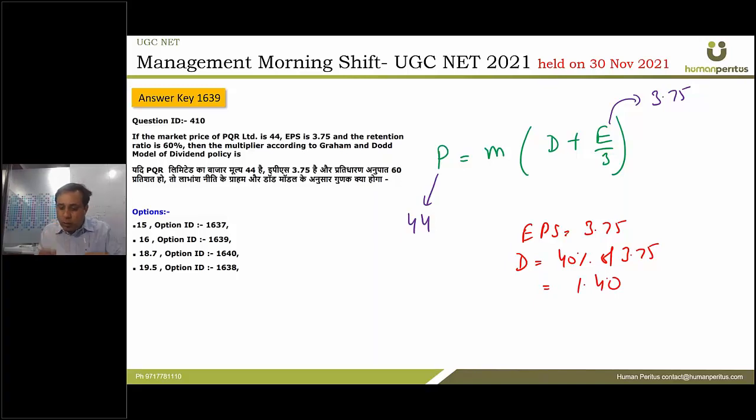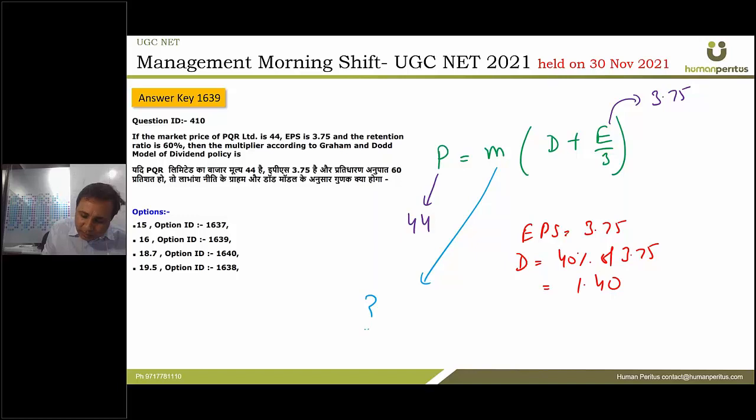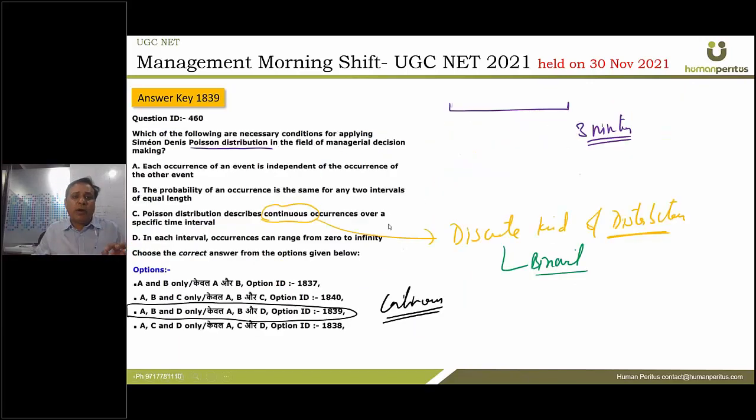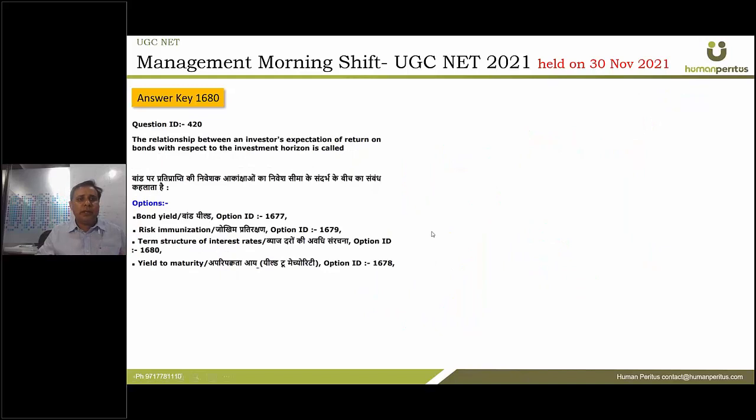Now I have got all my values, and I can calculate my M from here by putting these values, and M will come out to be around 16.6, and therefore my correct answer is B, which says the answer is 16. Cool. Again, both these questions are on the Walter model and this model, which is also given in every book. So both of them are not difficult questions. Next one.